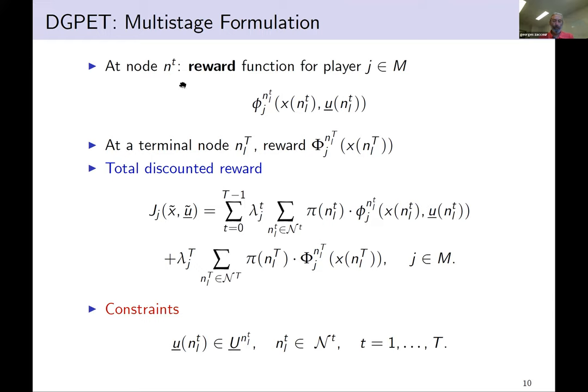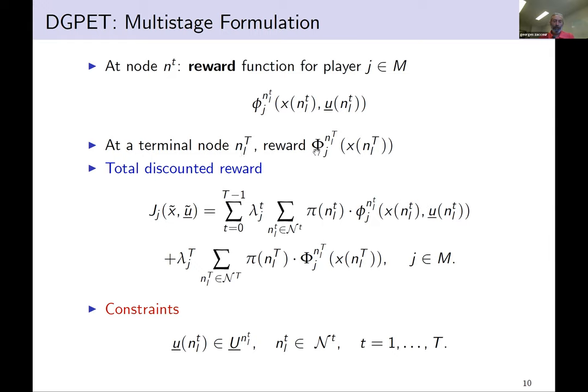I still need to introduce the reward functions. So at any node, I can define for player J a reward function that depends on the state of the system and the control exerted by all players at this particular node. And here we see the strategic interaction. It means that what player J is gaining depends not only on what he or she is doing, but also on what the other players are doing.